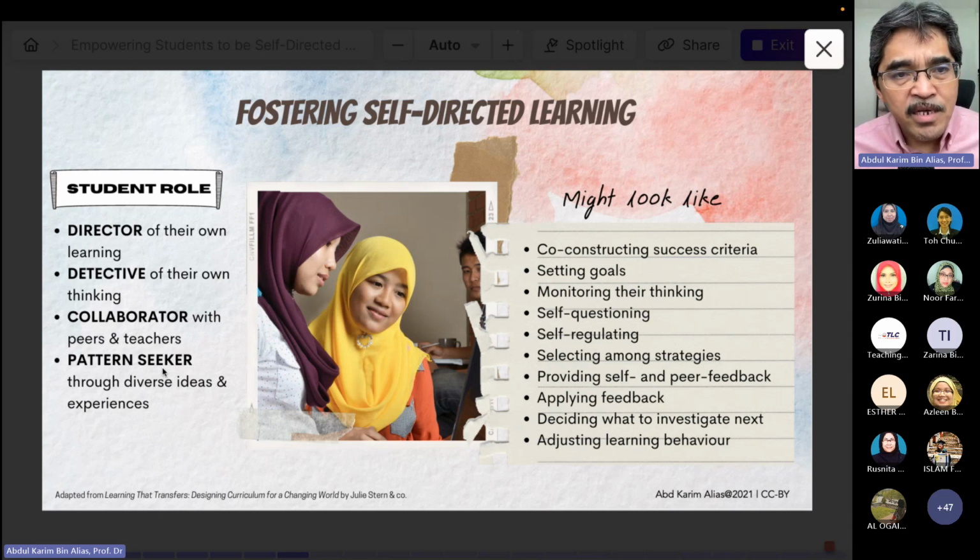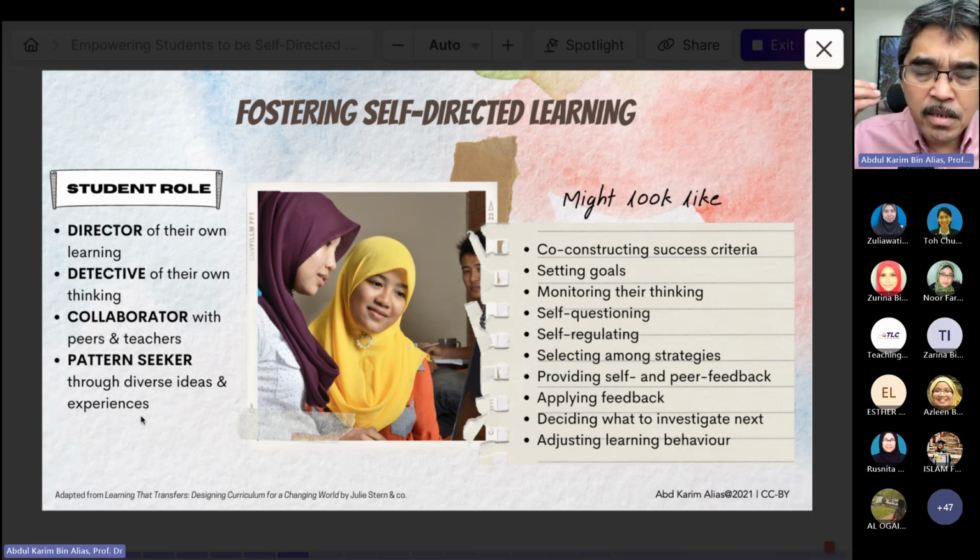Then self-directed learner, also a pattern seeker. What does it mean by pattern seeker? Because pattern seeker through diverse ideas and experiences. So these are the people who are all independent learners or self-directed learners.